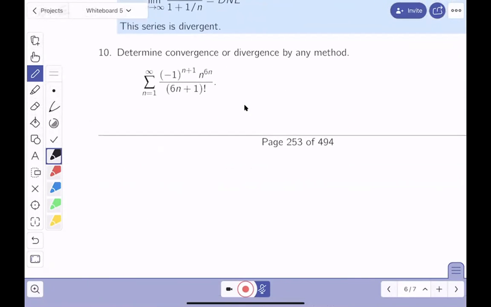I put this one down, and it says determine convergence or divergence by any method. Well, I'm looking at it. It does look like an alternating series, right? By the way, we'll have easier ways of doing this at some point. But right now, it's definitely an alternating series. And what I'm going to do is write down what a_n is. There's no doubt about it. I think the next section or so has a much easier, much better way of doing it.